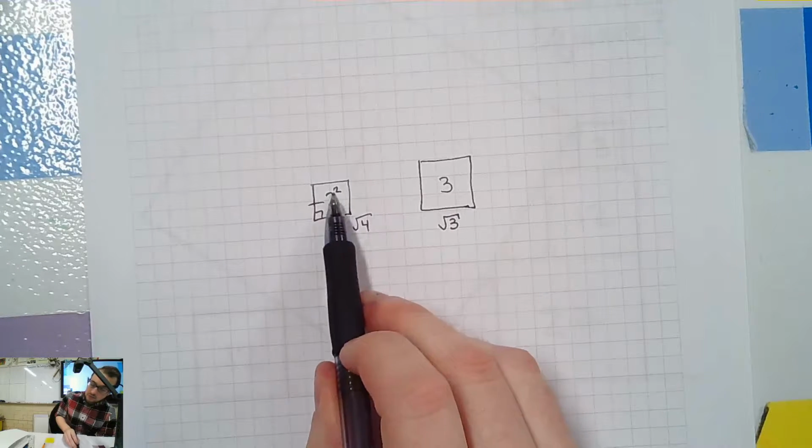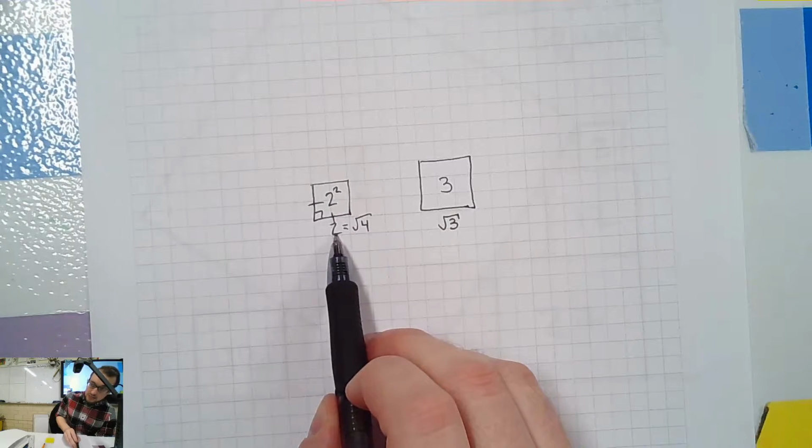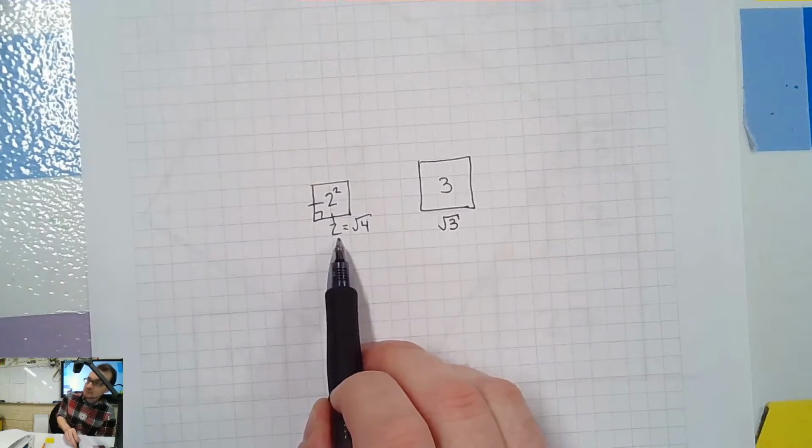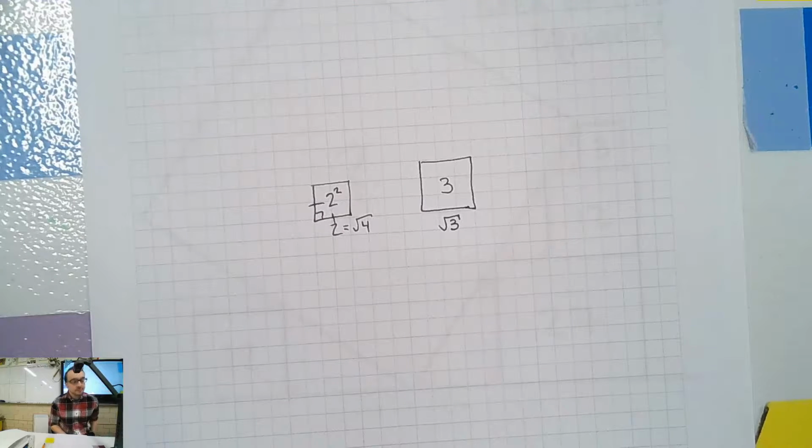The area is 4, so when I root that, I get the side. The area is 3, so when I root that, I get the side. This one simplifies, right? No. This one does not. What is root 3 approximately?